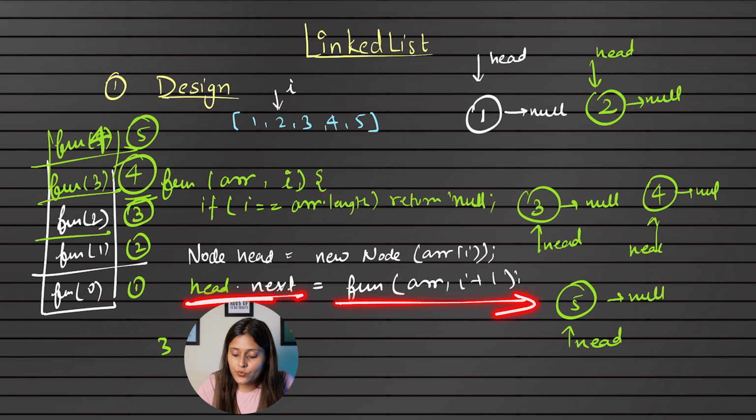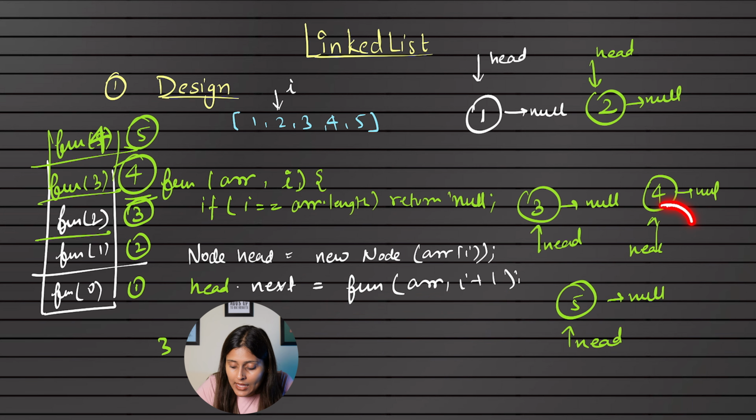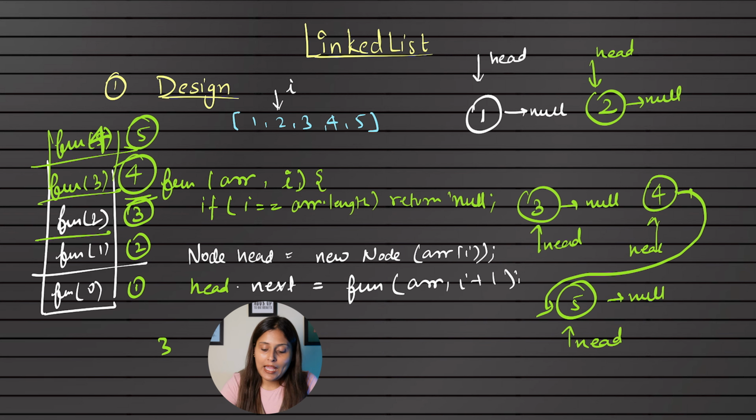So head.next, which was 4.next, I want to save 5. Done. So now I can say yes, 4 is pointing to 5. But 3 is also waiting for its next. So now what will happen? 3 is waiting for its next. What do you think? If we do not write anything, null will be returned. So after 3, null will get saved.